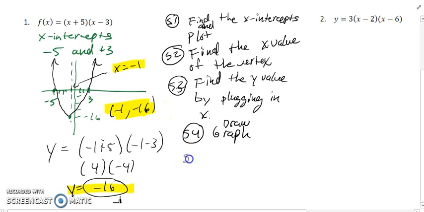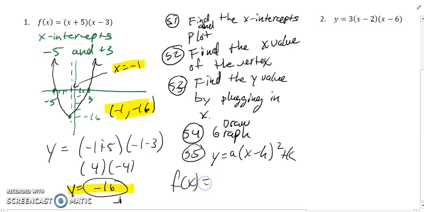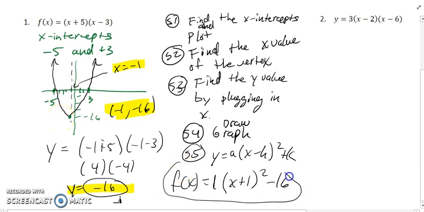So our last step, step 5, we want to put it in vertex form. Now it says f of x, so I'm going to just rewrite it as f of x, but it's y. There's no a in front, so it's a 1. And then we have x plus 1 squared minus 16. So it comes from those highlighted marks, or again we're going left 1 down 16. And so that with the graph is what I'm looking for.